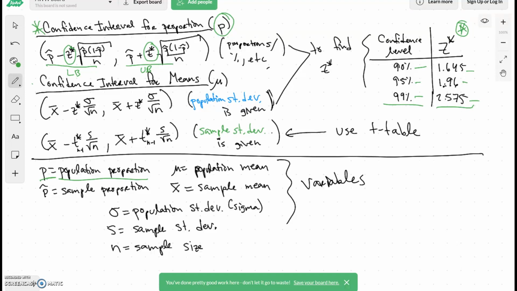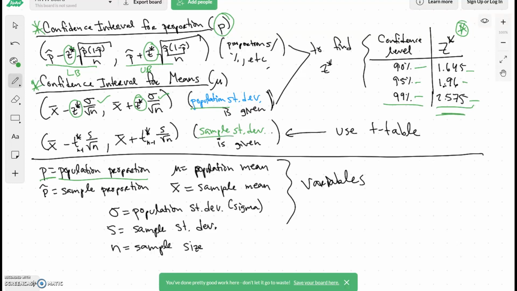Then secondly, we also have the confidence interval for means, and we have 2 of them. One of them is when the population standard deviation is known. So see how sigma here, we know what this is, and that's given. In that case, the formula is kind of the same. We still use Z star, and the Z star is here in this table.